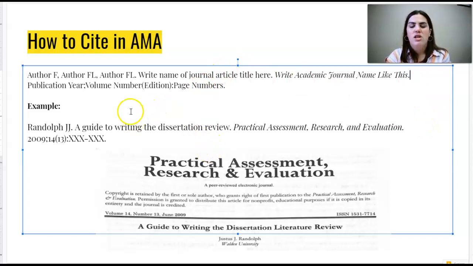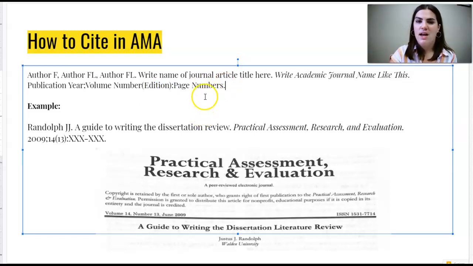Okay, so the last information that you're going to cite is the publication year, the volume number, the edition, and page numbers. Something I want you to notice is that all of this is written back to back. There's no space before or after the semicolon, and there's no space after or before this colon here. There's no space before or after these parentheses, and there's an immediate space. That is on purpose, and that is how AMA styling is done.